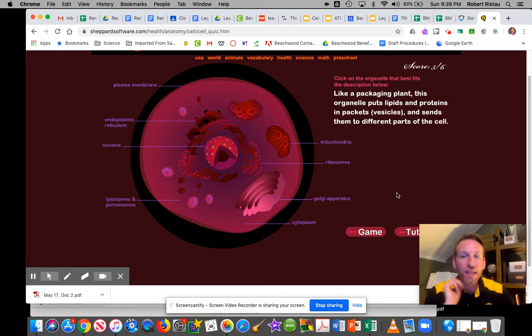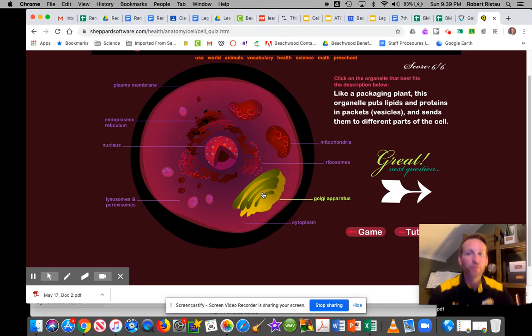Packaging plant puts lipids, proteins, all these things together. Okay, so that's the Golgi body or the Golgi apparatus. Now, they haven't asked a question yet about the endoplasmic reticulum, but here's one that kids always get confused with. Both the Golgi body and the ER look very similar. There are these membranes that kind of wrap back and forth, kind of like Laffy Taffy, right? Kind of going back and forth.